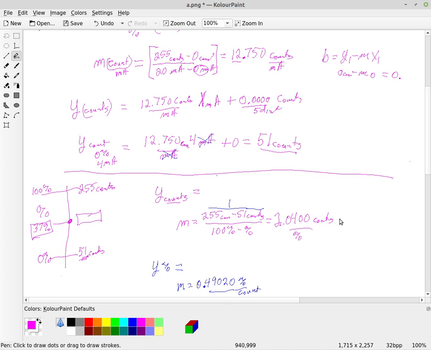All right, so now up here though, we had to calculate the B. B is the Y1. And up here I was doing counts on top. So Y1 would be 51 counts, and then minus my M times my X term, but my X term is simply 0.